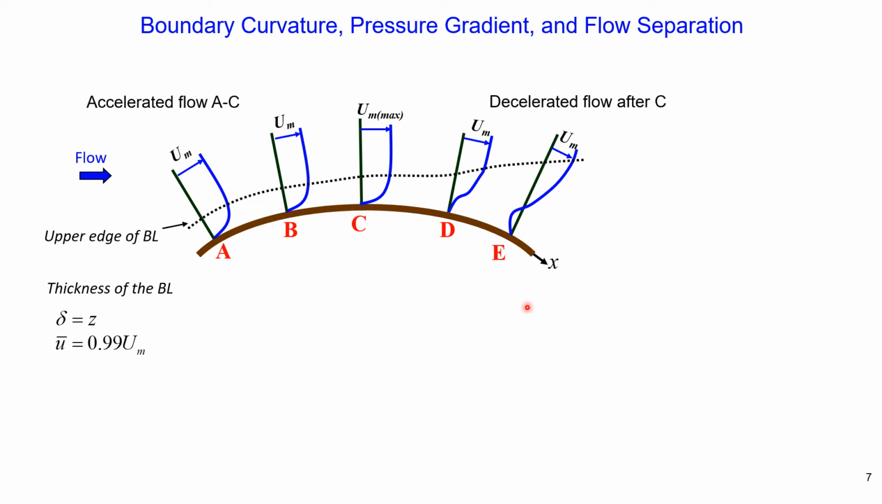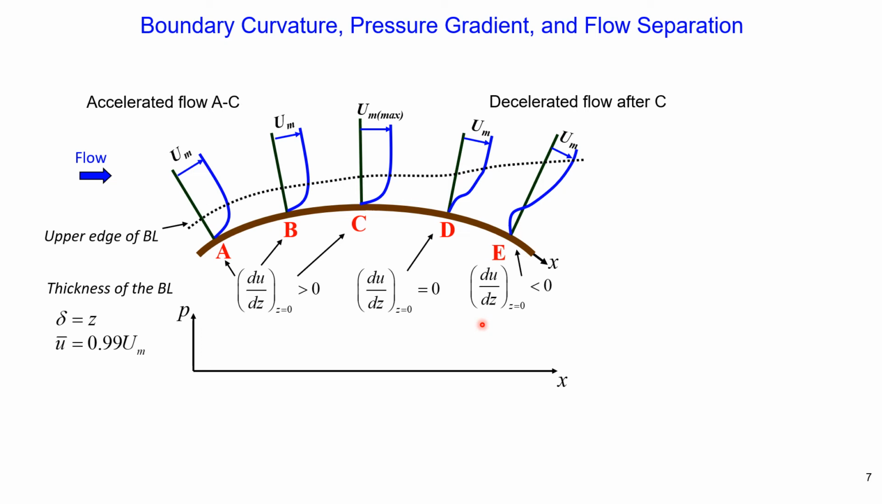So from point A to C, because velocity at point C is maximum, we have accelerated flow. Then after point C, velocity is reducing, so we have decelerated flow after point C. So velocity gradient at points A, B, and C is positive. Velocity gradient at point D is equal to 0. And here we have negative velocity, so the velocity gradient would be negative.